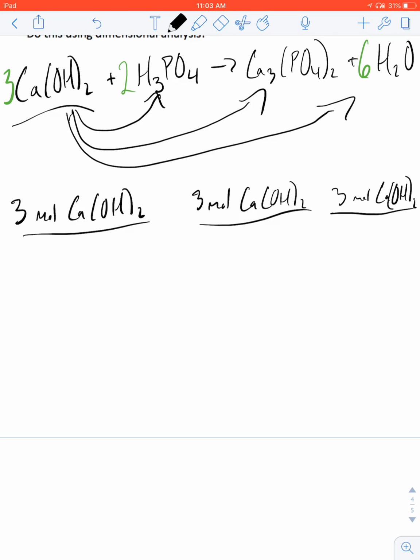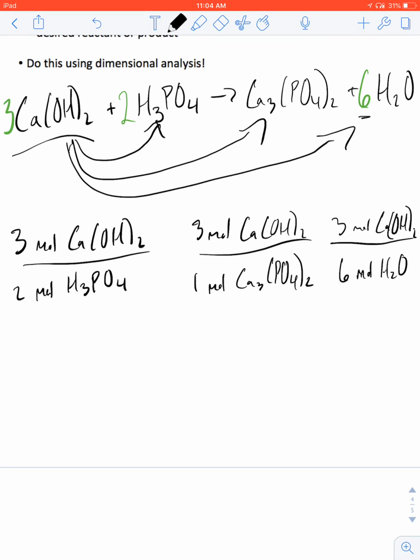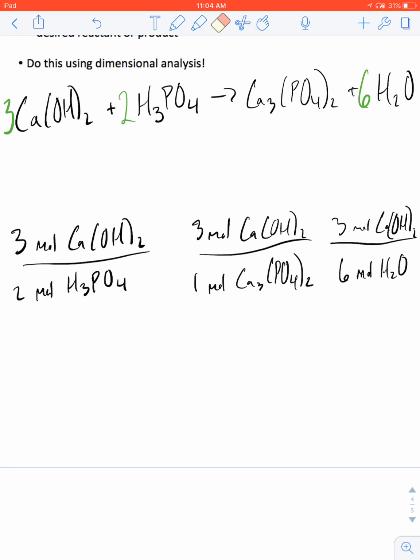And then looking at the next one, we have H3PO4, 2. Okay, so 2 moles H3PO4. At the next one, there's no coefficient, so I know that means there's 1 mole of calcium phosphate. And looking at the last one, 6 moles of good old-fashioned water. All right, so now we finished making those mole ratios for calcium hydroxide. Now I'm going to start with phosphoric acid and work our way towards the right.